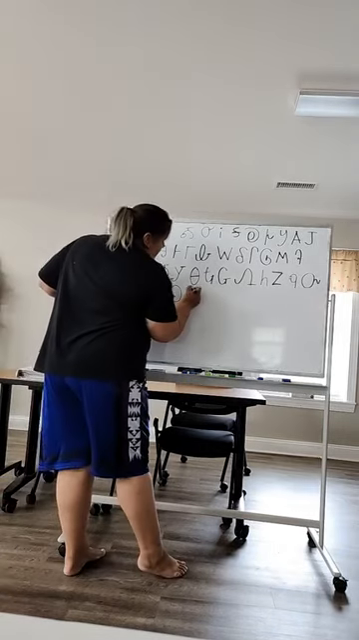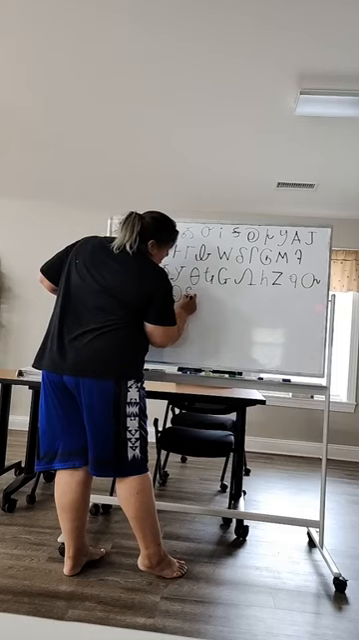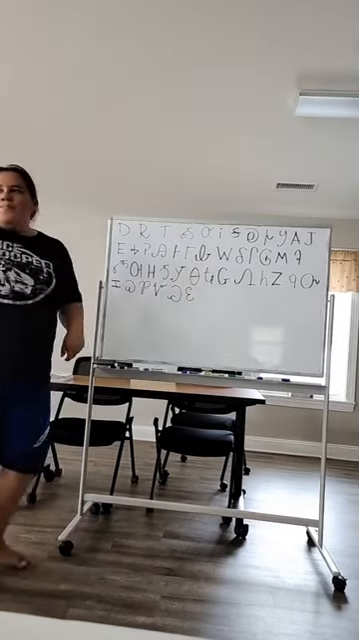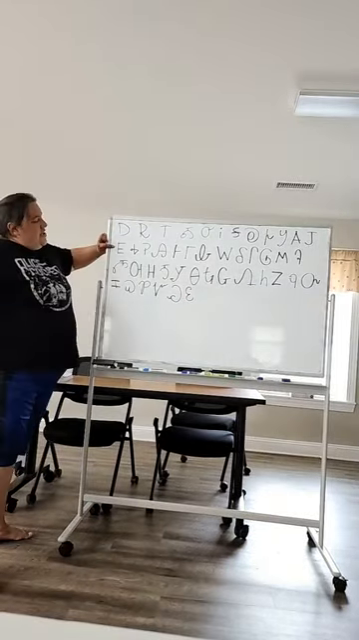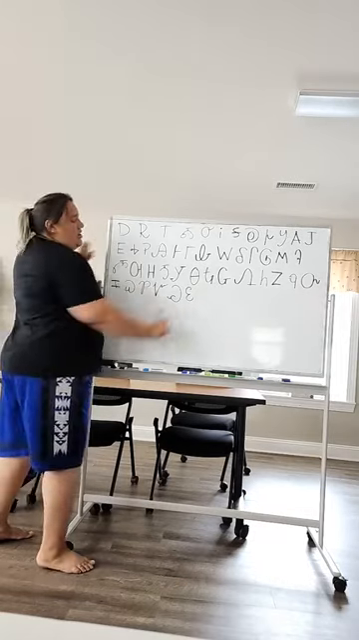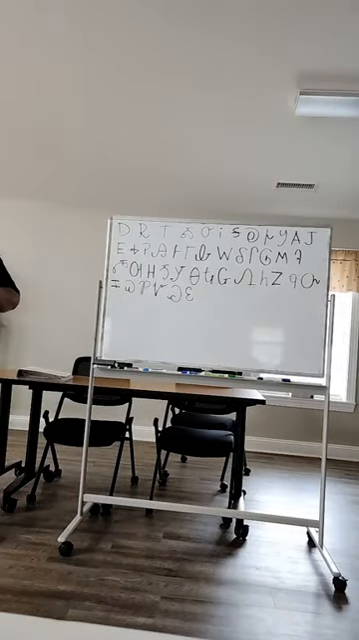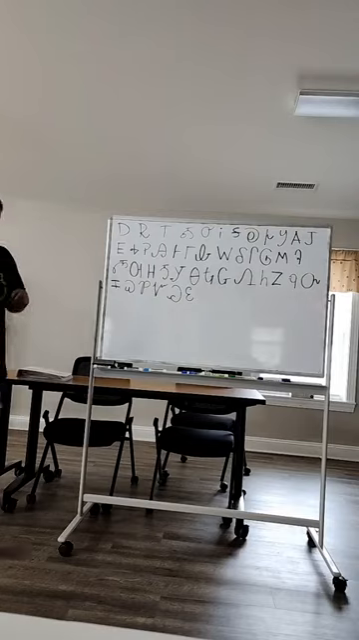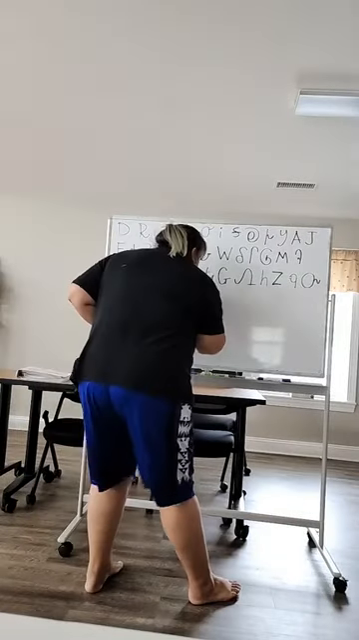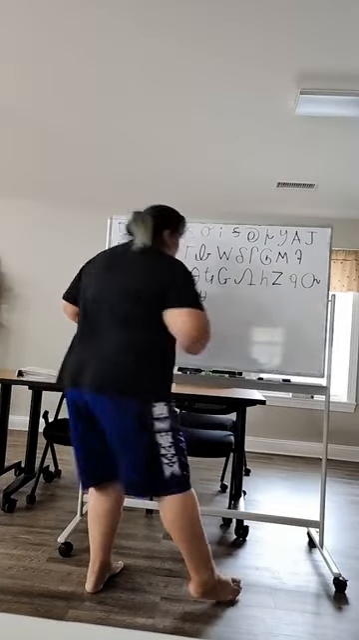What's that look like? E. That's our fancy one, right? Fancy E. Our fancy E. We got gum and guam. Then, shop. Upside down A. Shop.